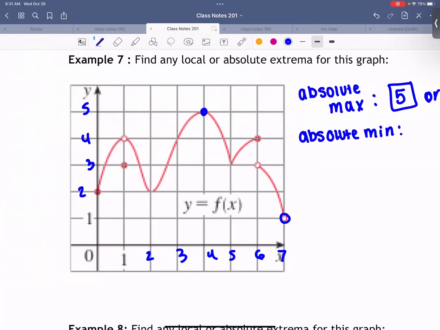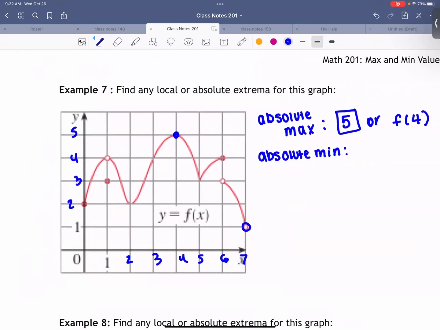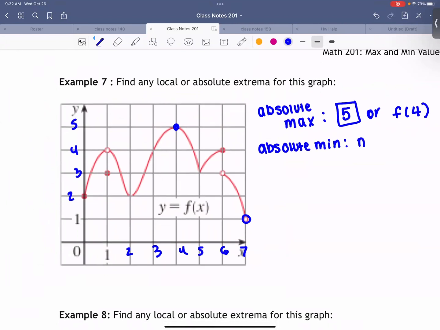This is an example of a function with no absolute min, according to the textbook. So if there is an open circle as our endpoint, this is an example of something that is not an absolute min. It's not considered one here. It really depends on the textbook, so I wouldn't think too hard about this, because some textbooks would probably consider this an absolute min, but according to ours, this doesn't have one. Any questions so far?